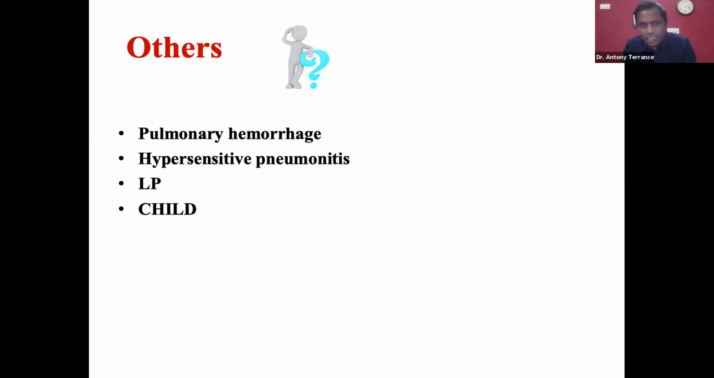And there are others which can mimic infections. They are not infections, but they can present with shadowing of the lungs on the X-ray. That is pulmonary hemorrhage, hypersensitivity pneumonitis, lipid pneumonitis, and interstitial lung disease. These things are not very common, but they can mimic infections. We should also keep them in mind. Therefore, I have gone through my checklist. By this time, I will be able to diagnose most of the conditions.